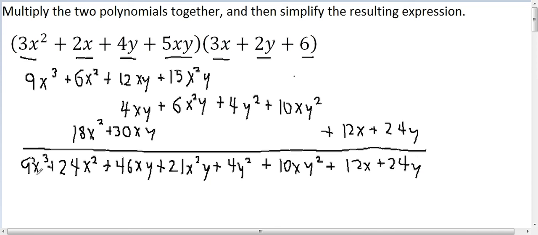So after multiplying this out and simplifying the expression, we get 9x cubed plus 24x squared plus 46xy plus 21x squared y plus 4y squared plus 10xy squared plus 12x plus 24y.